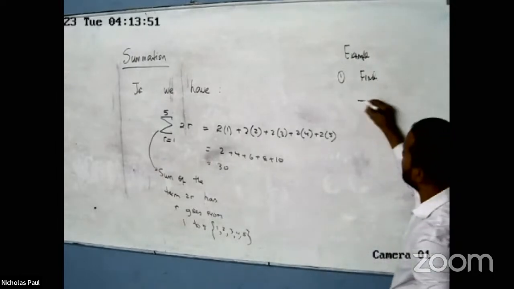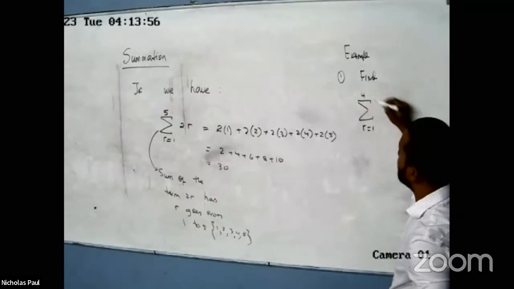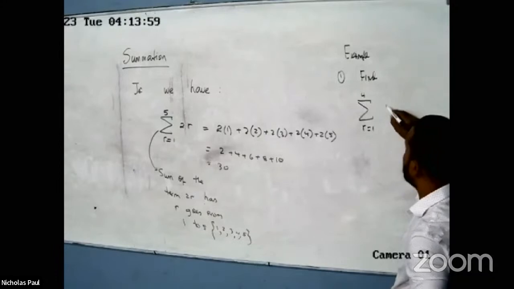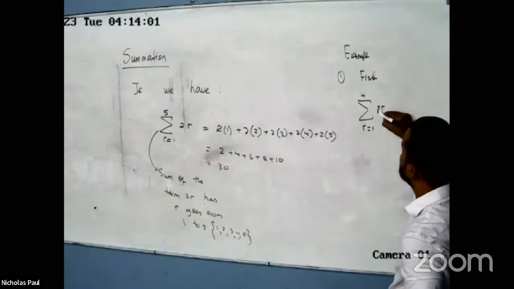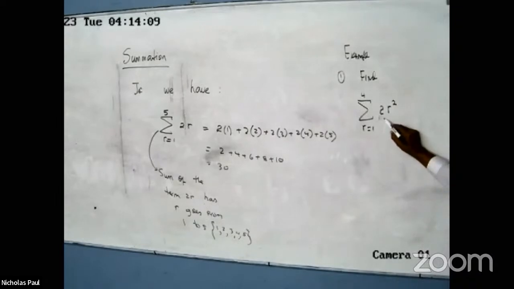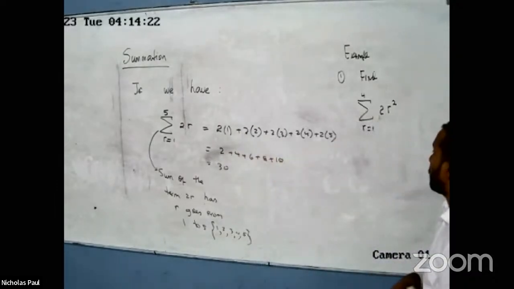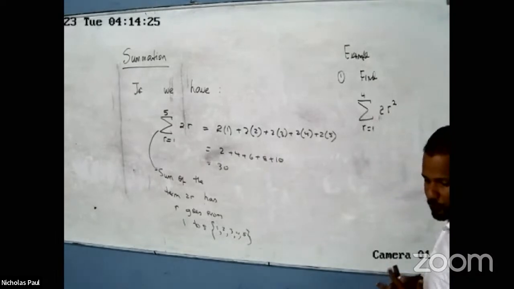See if you can find the summation of r going from 1 to 4 of 2r squared. Only the r is squared. 2 by r squared, right? Find the summation of r going from 1 to 4 of 2r squared. Take your time.